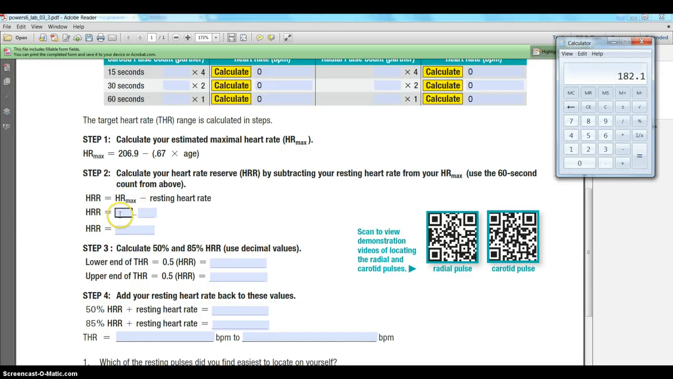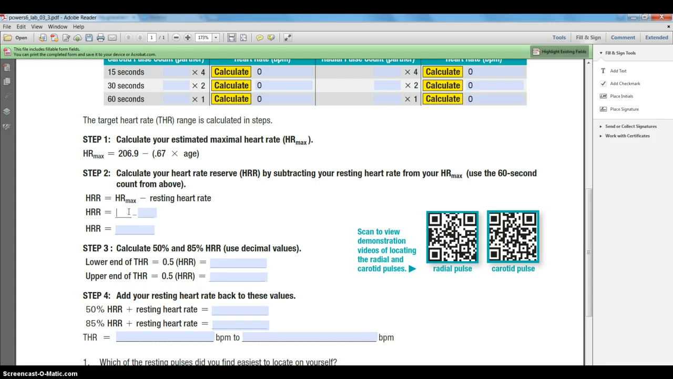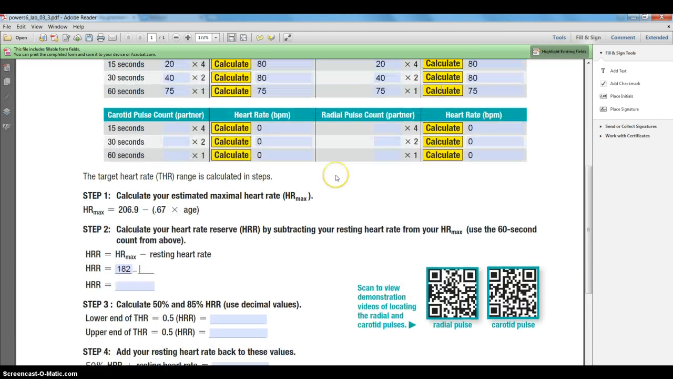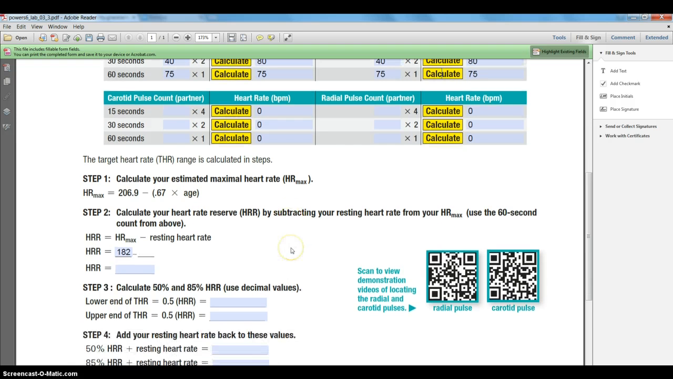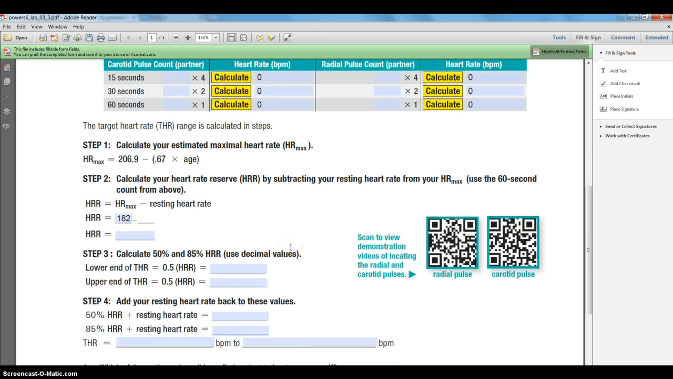So I'm going to go down here to my heart rate reserve. We're going to start calculating that. I can see right here, heart rate reserve is heart rate max minus my resting heart rate. So my heart rate max was 182. We're going to round it to the whole number. So 182 minus my resting heart rate, and all I have to do is come back up here. The best one is actually my 60-second, but if you didn't do the 60-second, then we can certainly take it here. But that's my closest. So let's just say my resting heart rate was 75.